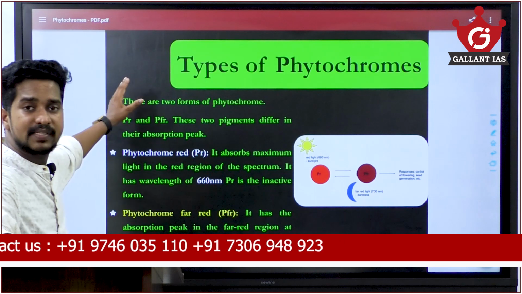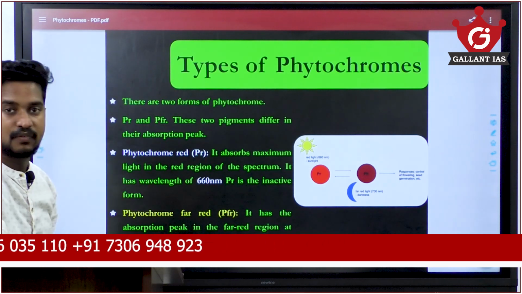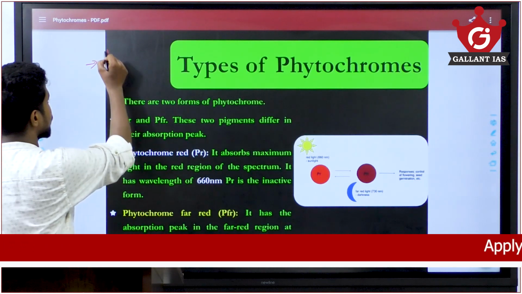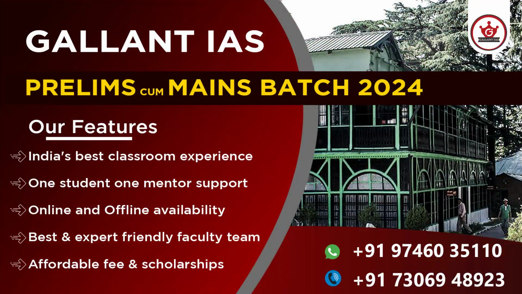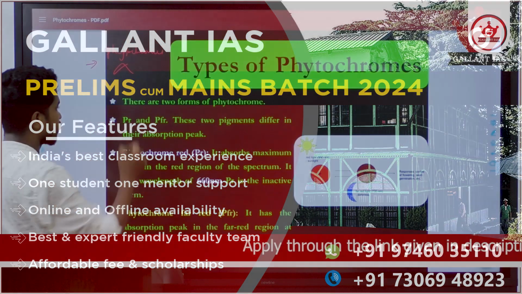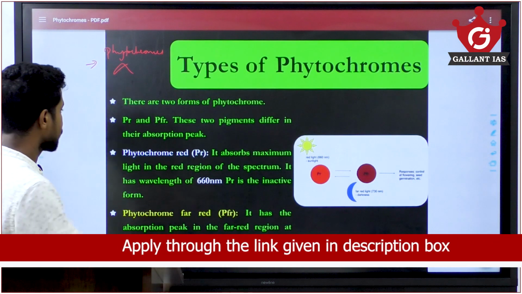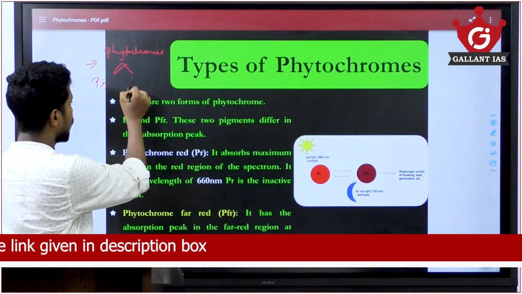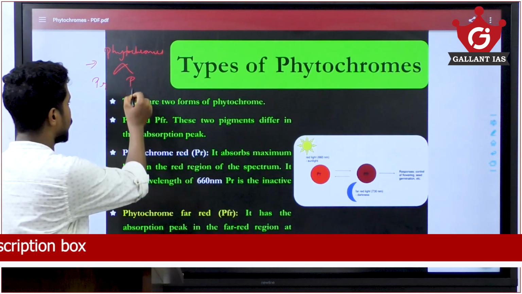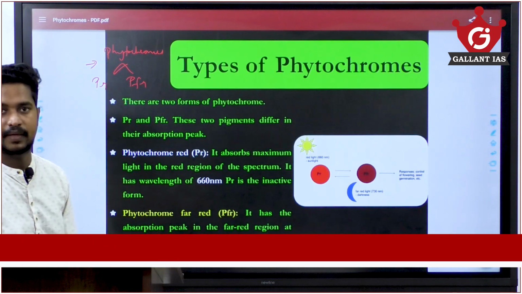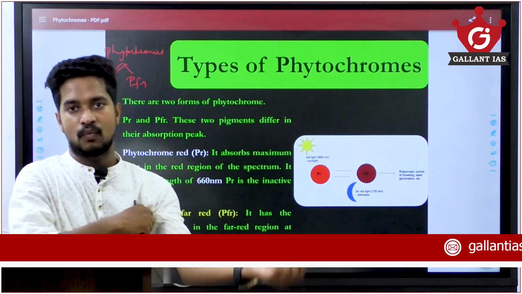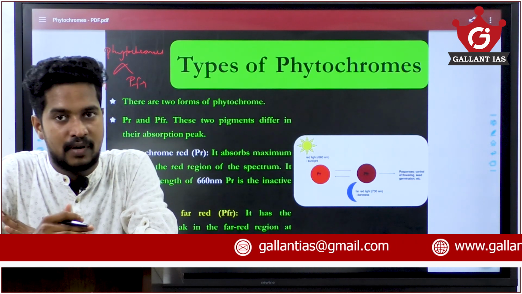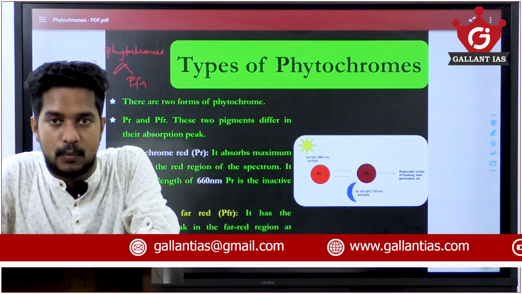Next, we are discussing the different types of phytochromes. There are two forms of phytochromes. One is PR, phytochrome red, and the other is PFR, phytochrome far red.